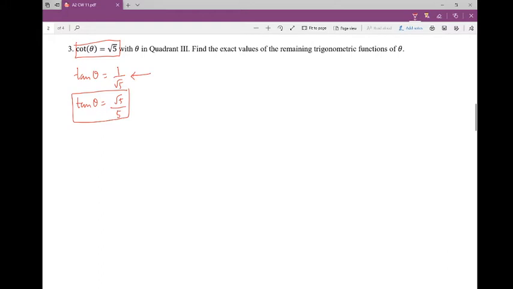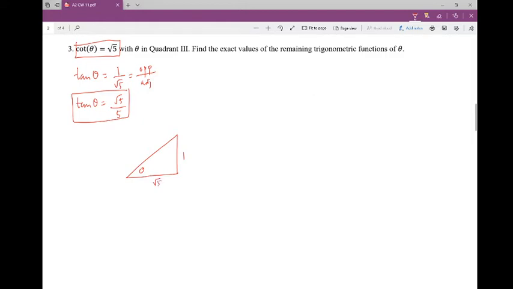Alright, so how do you create a right triangle using these two values? Just remember that tangent, by definition, is opposite over adjacent. So if I take this as my reference angle, the opposite side is this one here, which is going to be 1. And the adjacent side is this side here, which is going to be square root of 5.